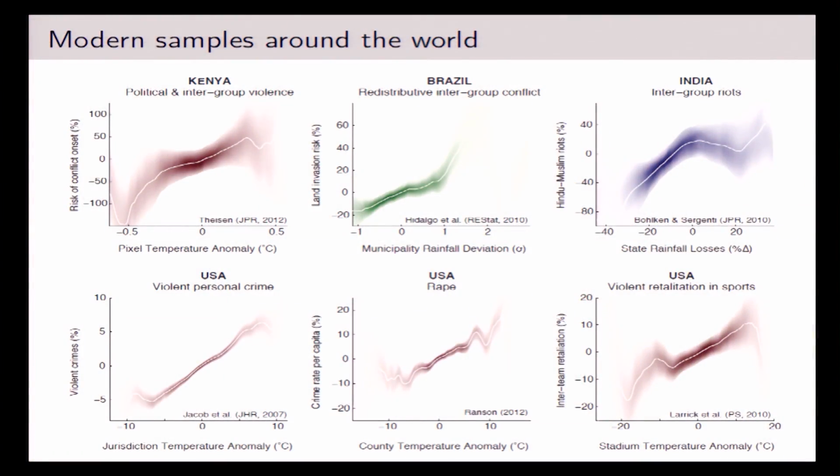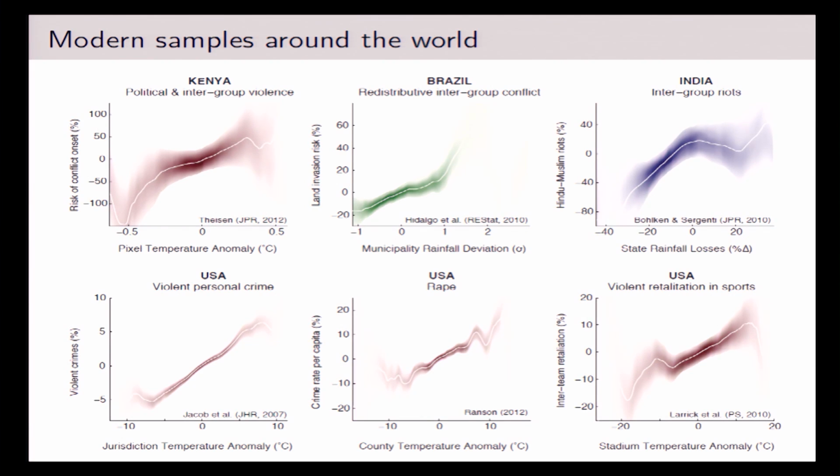There's actually more examples than just Africa, though. This is not a strictly African phenomenon. So on the left here, I'm showing you a result from pixels within just Kenya. We see that as temperature rises, the likelihood of political and intergroup violence is rising at the local level in Kenya, but it's also observable around the world in other contexts.